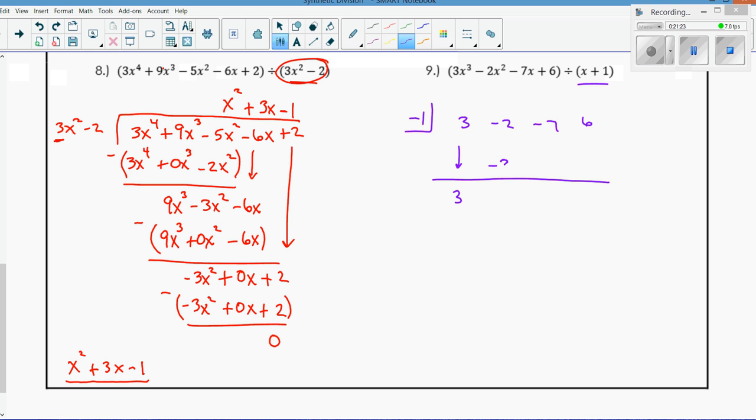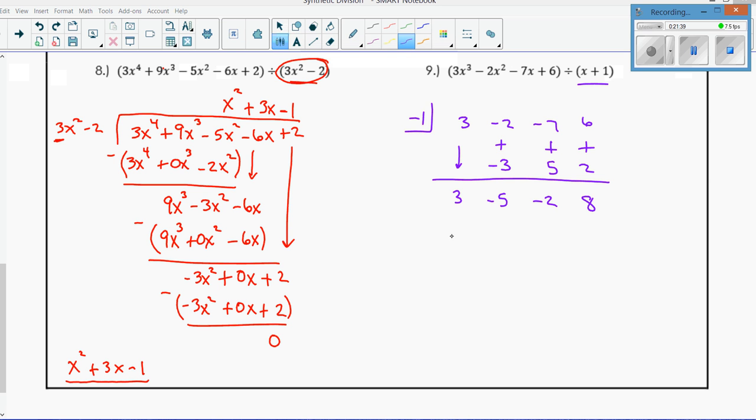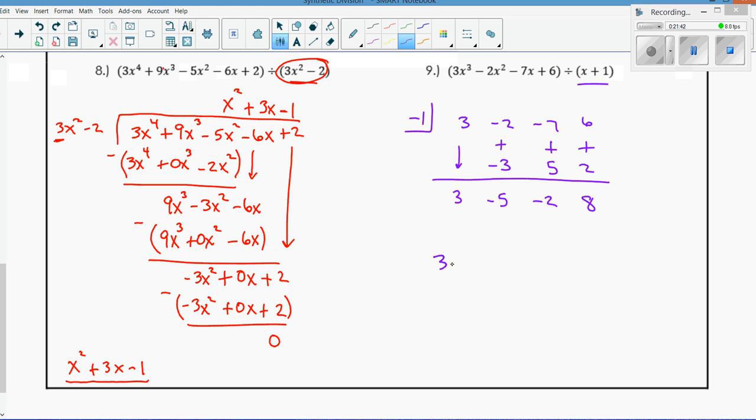Multiply, I get negative 3. Add them up, I get negative 5. Multiply, I get 5. Add, I get negative 2. Multiply, I get 2. Add, I get 8. All right, I started with x to the third, so this means one term down is 3x squared minus 5x minus 2. Sorry, I should be circling this. And then that is my remainder of 8 over x plus 1.